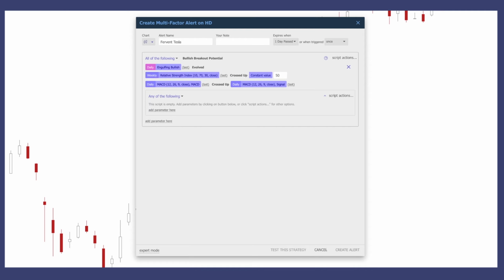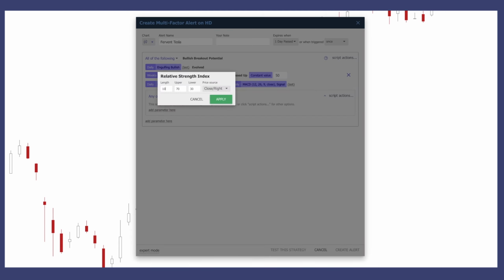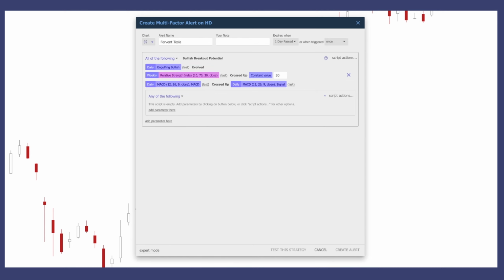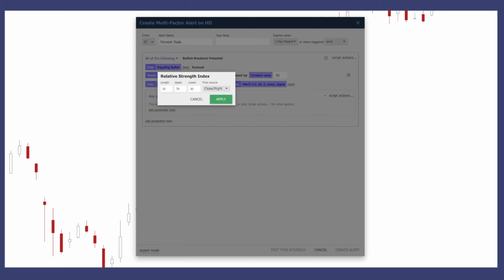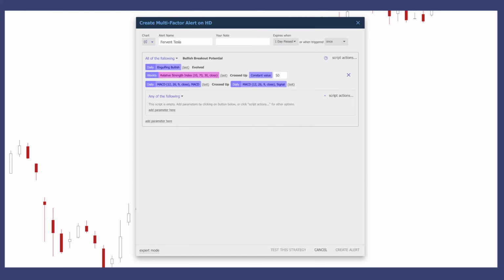Anytime that you want to change any of these conditions, or you want to edit a condition, maybe you want to use the RSI 20. Just click on the indicator here. So anything that's purple, you can edit. So click on RSI. You can change your upper threshold to maybe 80 and your lower to 25. You can change the length to 20. You can do all of those things by simply just clicking on it.